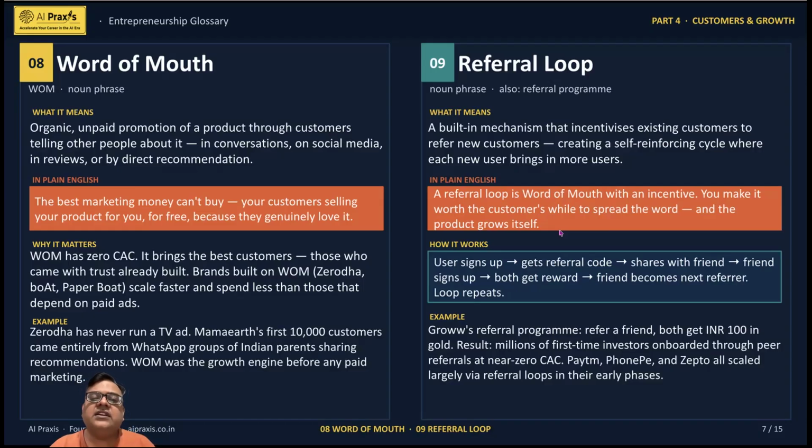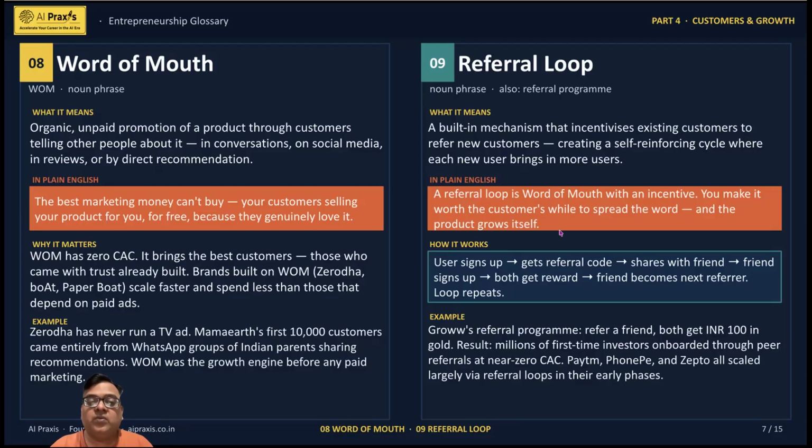Let's take it one step further. There's something called referral loop. A referral loop is word of mouth, but with an incentive. Like if you refer, you get some 500 rupees. When Ola started, they used to give reference 200 rupees coupon, and I myself actually did a lot of ride, I remember. The system works like this. User signs up, gets referral code, shares with friend, friend signs up, both get reward, friend becomes next referrer. This creates a loop, a self-sustaining growth engine.